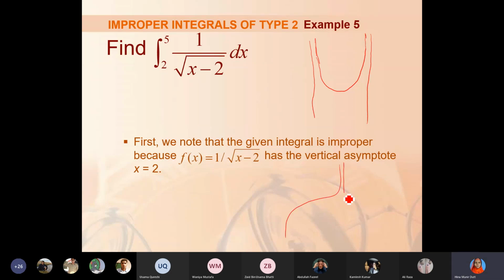Take this graph. If this is B, this is A, so how will I write it as a limit?